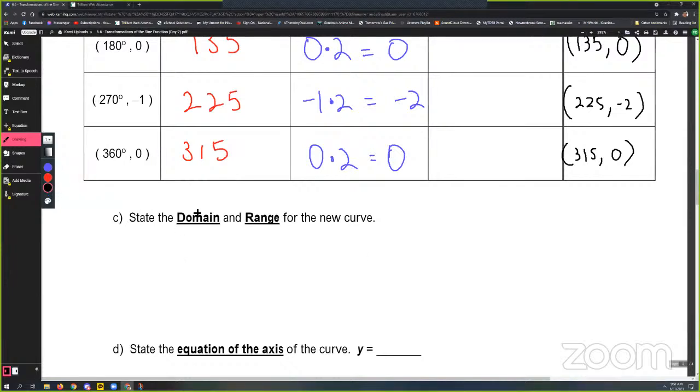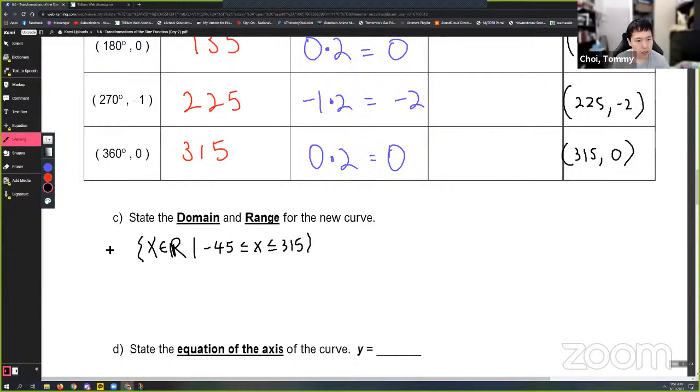x is an element of the real numbers, negative 45 is less than or equal to x, which is less than or equal to 315. Perfect. Thank you very much. That is definitely the domain. Anyone want to give range a shot?